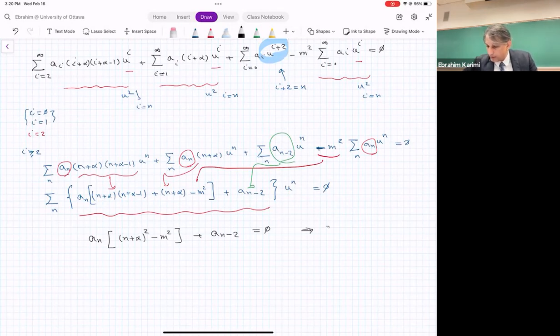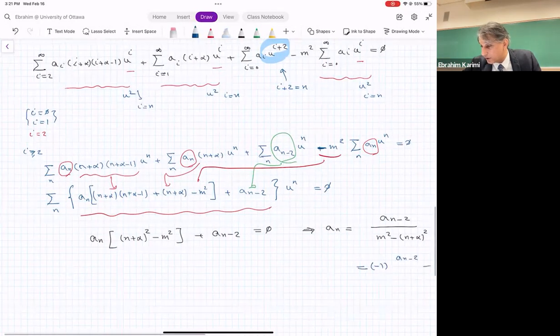From here, what I will get, a_n is equal to a_(n-2) divided by m squared minus (n + alpha)^2. Or if you wish, it's identical. It really depends on you. So you can write it even, maybe in some places you have seen it, as minus 1 a_(n-2) divided by (n + alpha)^2 minus m squared.